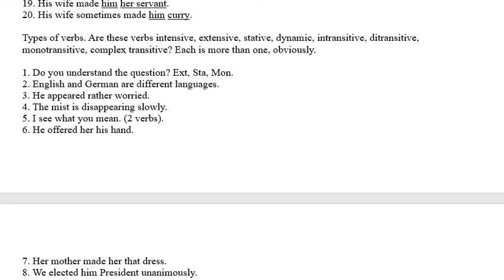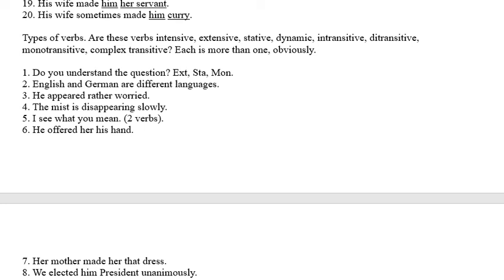Okay, and then we've got the last two. So her mother made her that dress. Okay, so we've got the verb make, or made in this sense. Okay, there is no subject complement, so it's extensive. If we say her mother was making her that dress, again the meaning of make doesn't change here, so it's dynamic, even though it's in simple. And then we look for objects. Her mother made her that dress. Her mother made that dress for her. So again, we have two objects. So again, this is ditransitive. Okay.